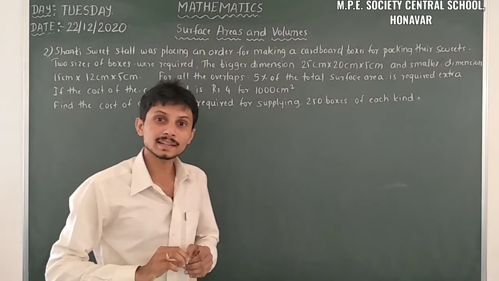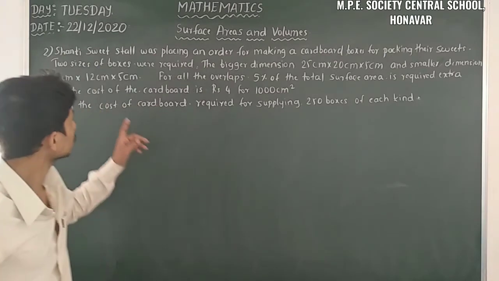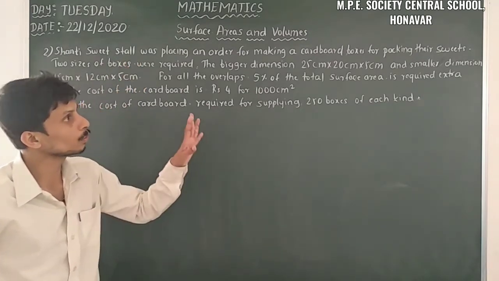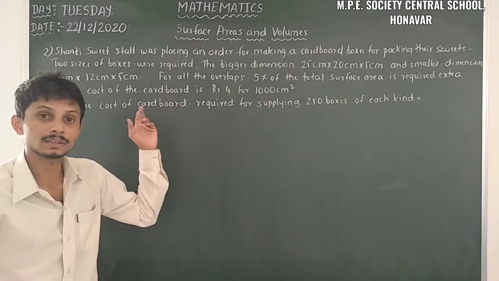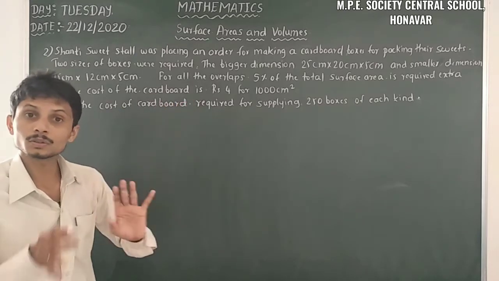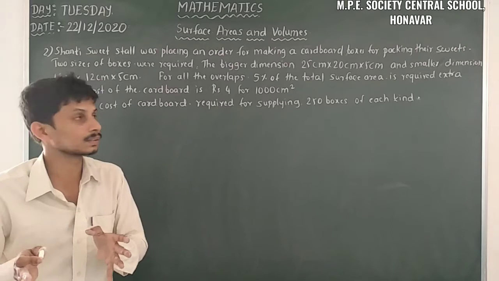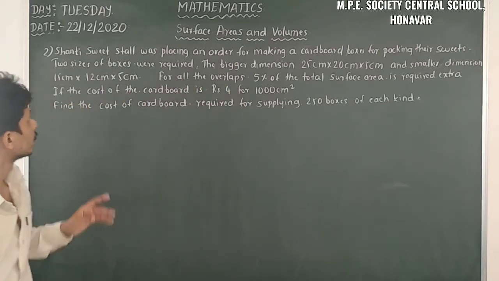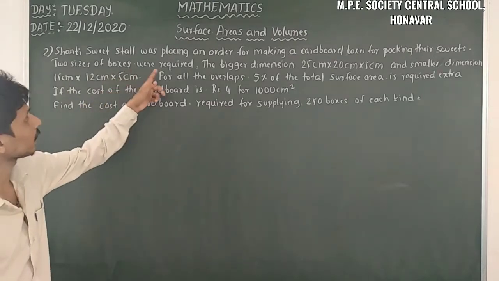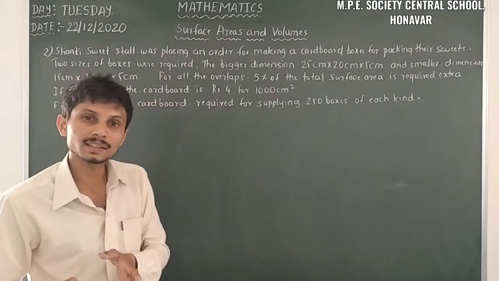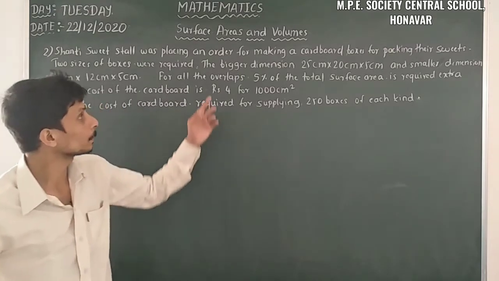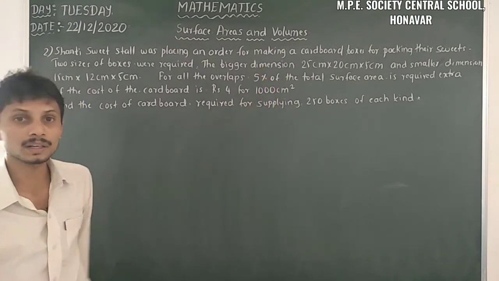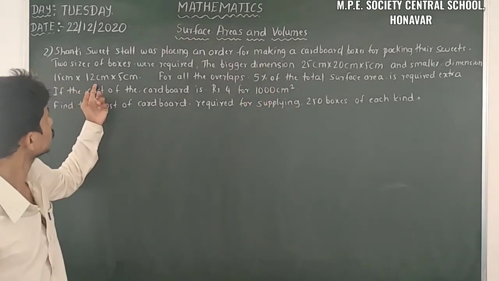Let us take the second problem here. Just observe: Shanti's sweet stall was placing an order for making cardboard boxes for packing their sweets. Two sizes of boxes were required, one smaller dimension and another bigger dimension. The bigger dimension is 25 cm into 20 cm into 5 cm, and the smaller dimension is 15 cm into 12 cm into 5 cm.